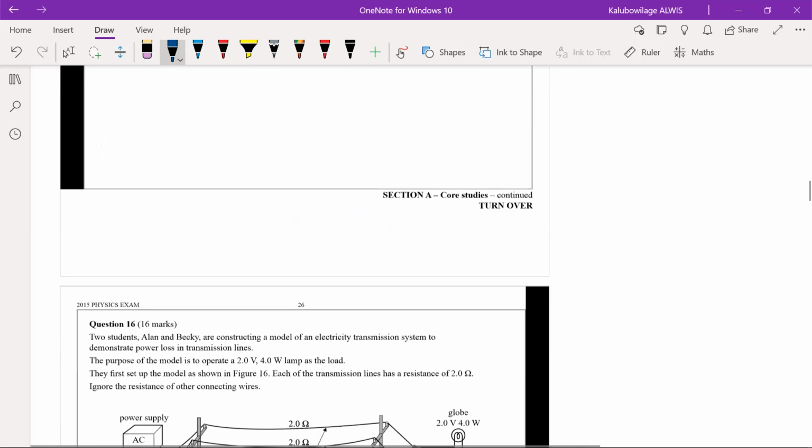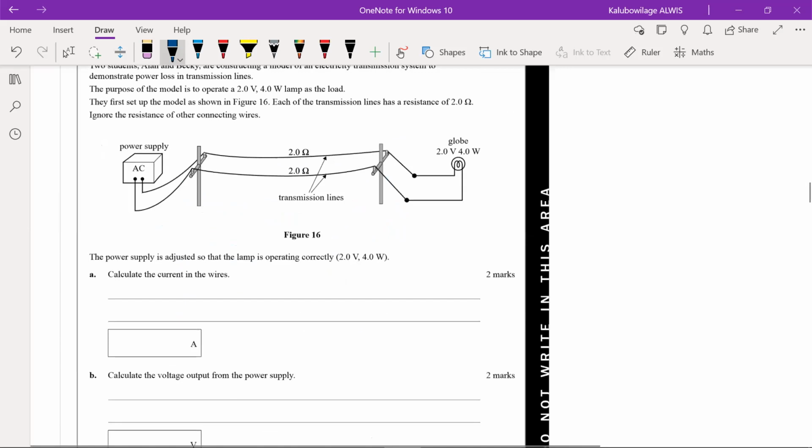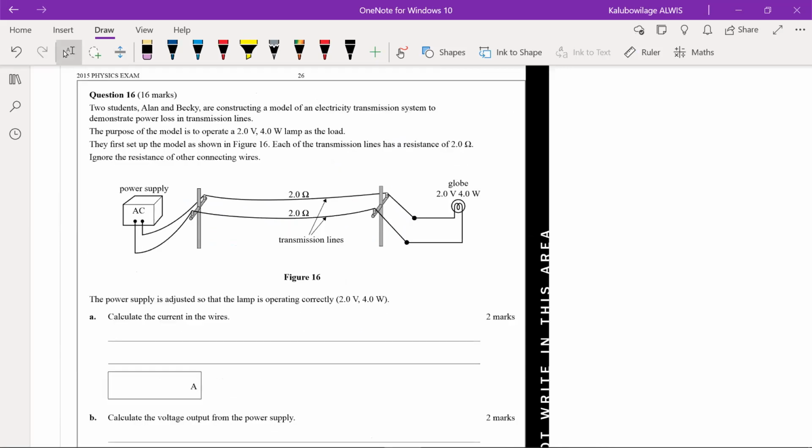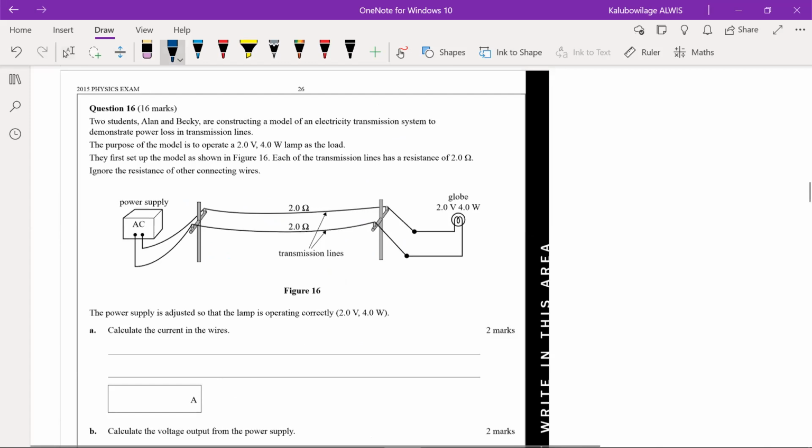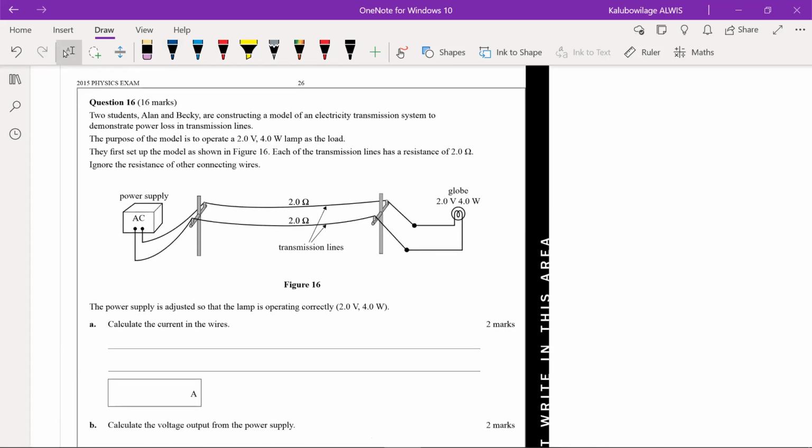Calculate the current in the wires. Assuming it's operating correctly, so 2 volts and 4 watts. This is the power formula P equals VI. You have the voltage, trying to find the current, so I equals P over V. We have the power, which is 4 watts, and voltage is 2, so 2 amps.